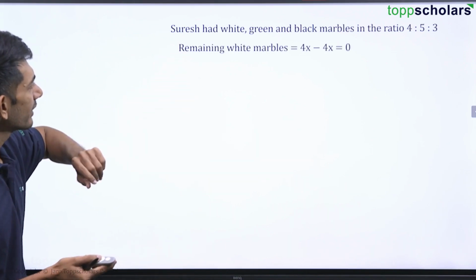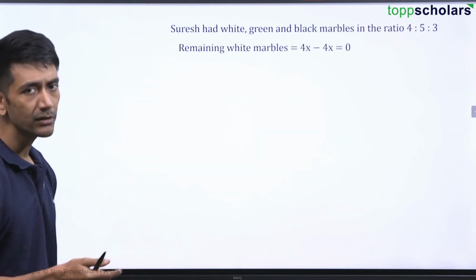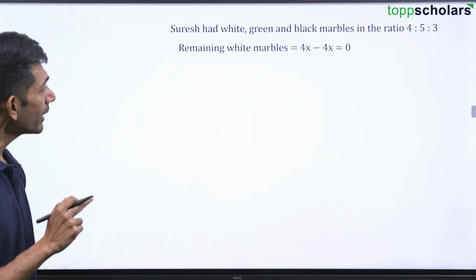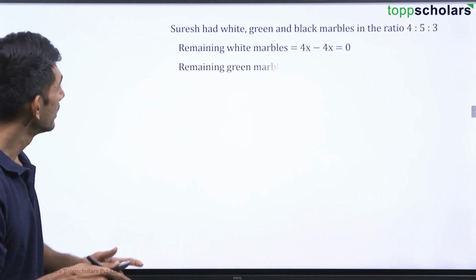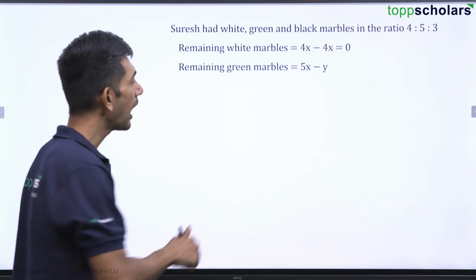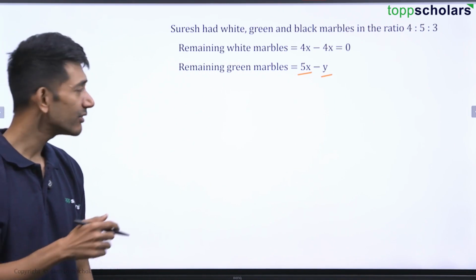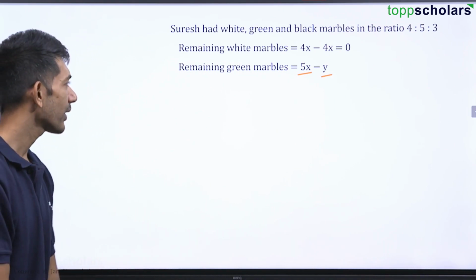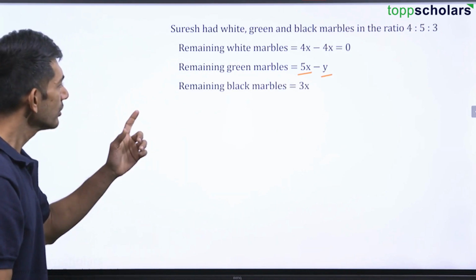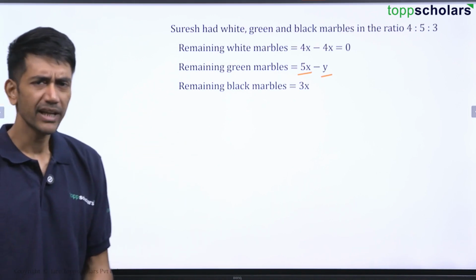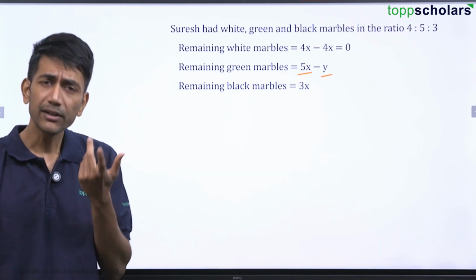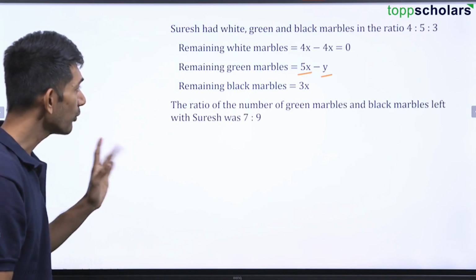Now what can we say? We can say that the remaining white marbles are obviously 0. But how many remaining green marbles will be there? Out of 5x marbles, y marbles are given to Manan. So the remaining is 5x minus y. And the remaining black marbles, they are 3x only. He has not given black marbles at all to Manan. Right? So I hope this condition is clear.